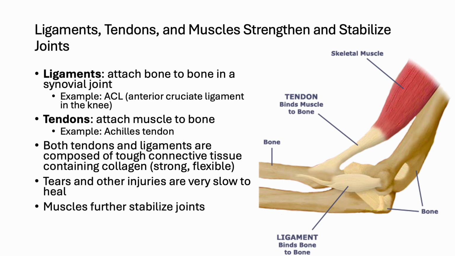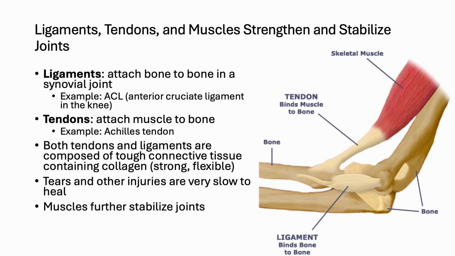Both ligaments and tendons heal slowly after injury because of their limited blood supply, making recovery long and often incomplete. Muscles surrounding the joints provide additional dynamic stability by adjusting tension as movement occurs.